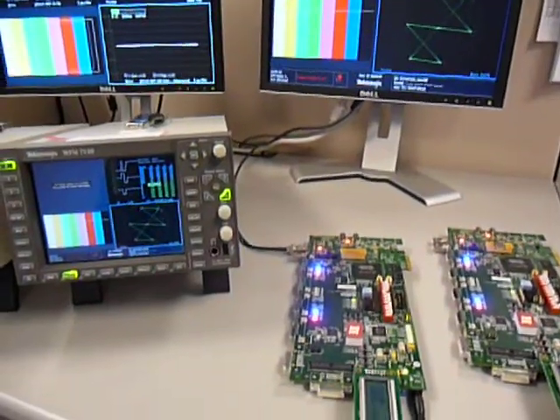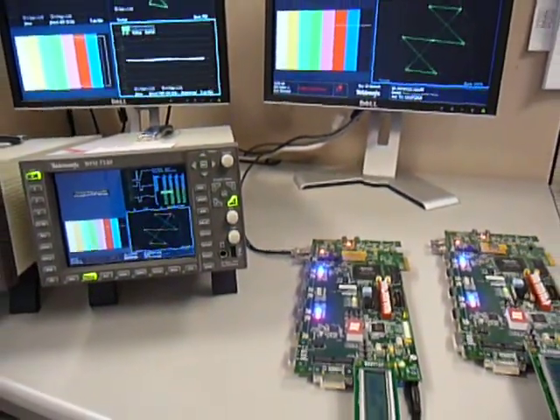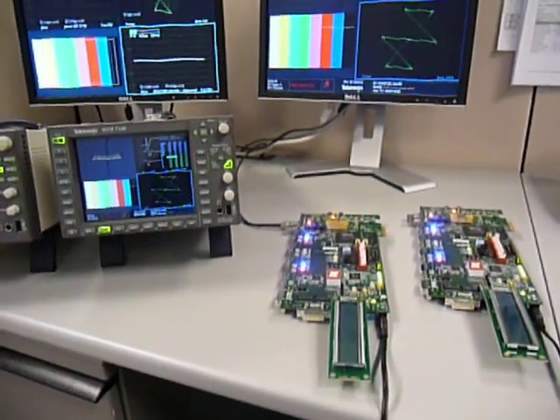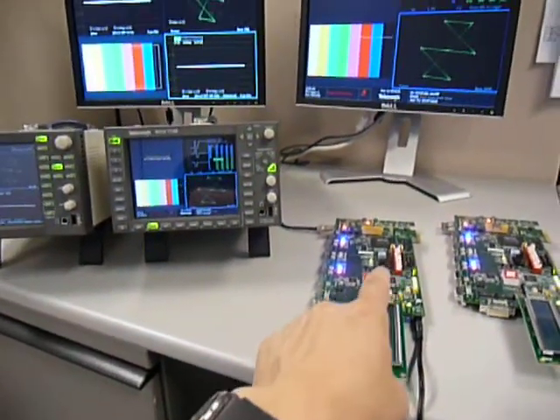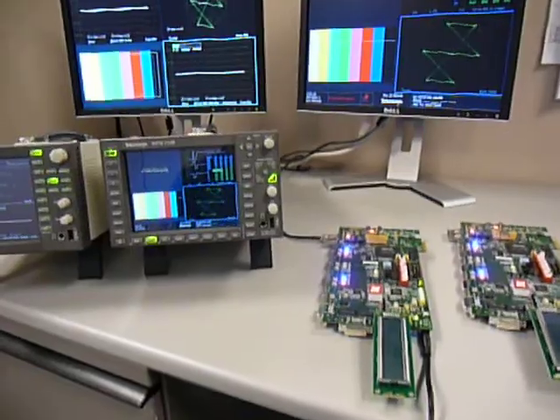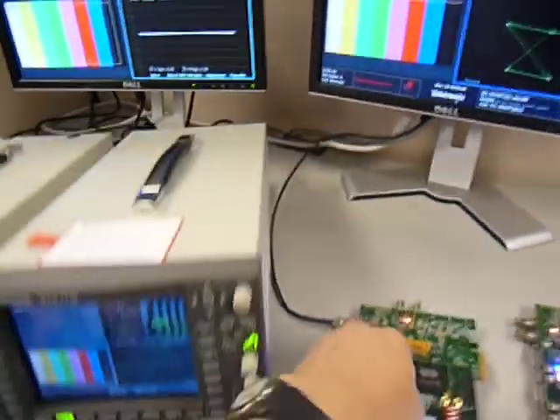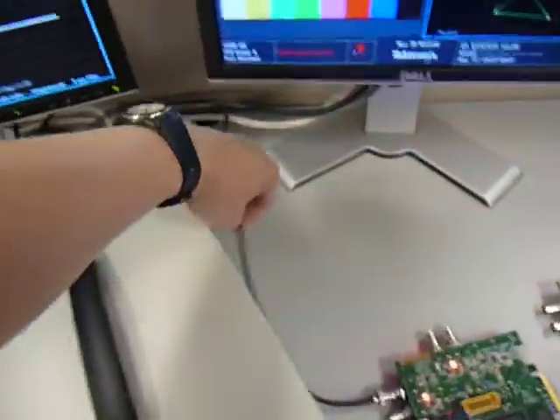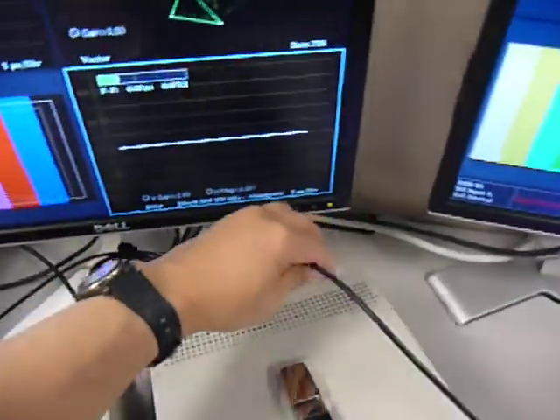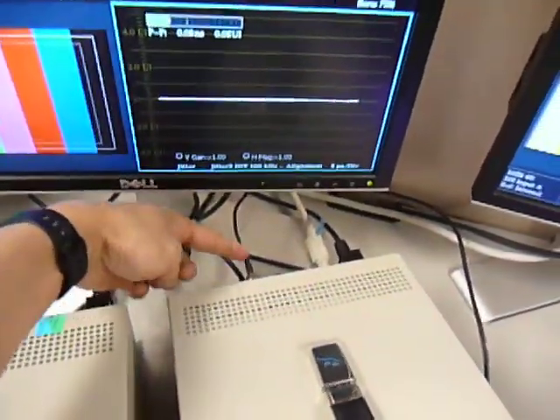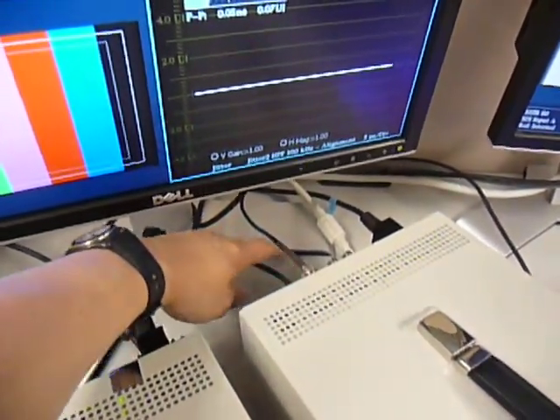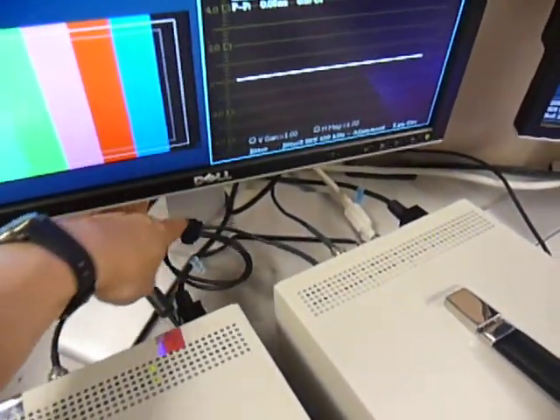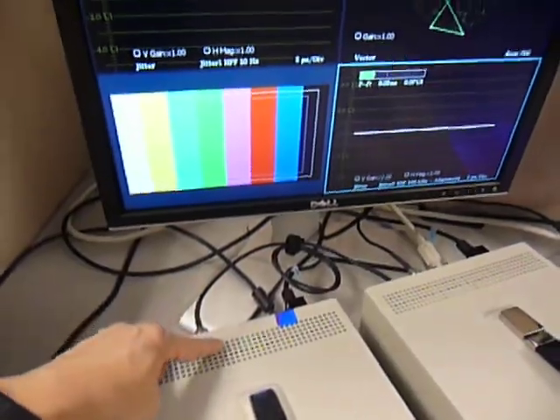The VPP has two modes. One is the pattern generation mode, and the other is pass-through mode. Currently, we are running in pattern generation mode. The signal is output through this cable here and connected to the first monitor. And we set the first monitor to loop out the incoming signal through this cable to the second monitor.